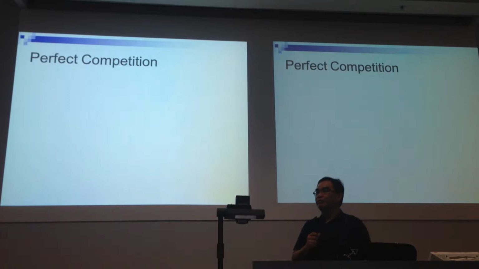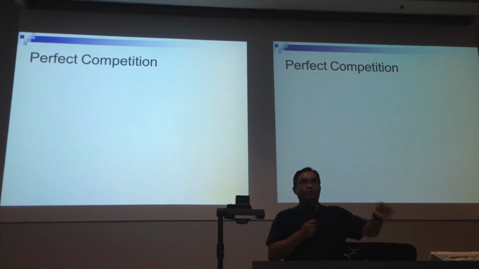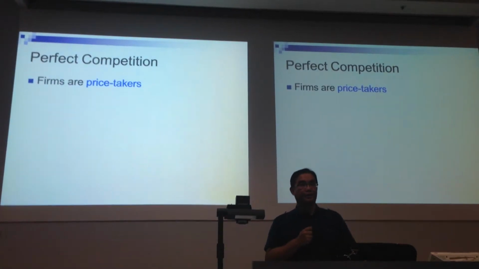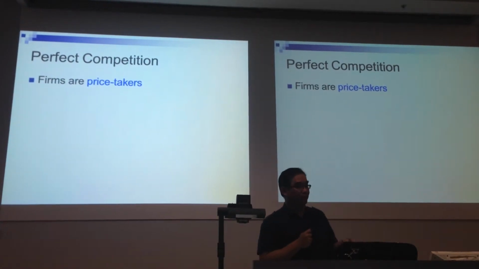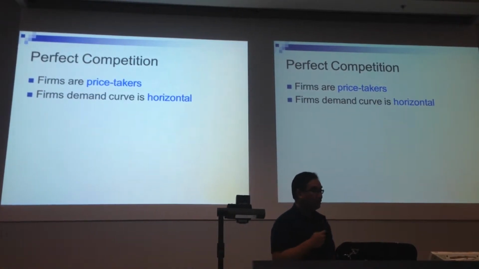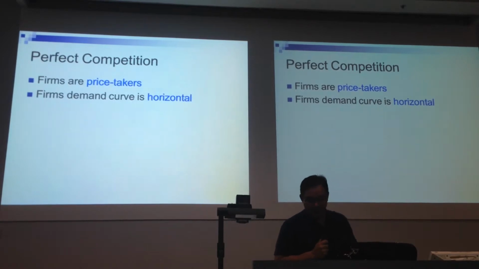Firstly, we look at perfect competition. Some points to remember about perfect competition. Firms are price takers, they cannot control the price, they have to follow whatever the market price is. The demand curve for the firm is horizontal.